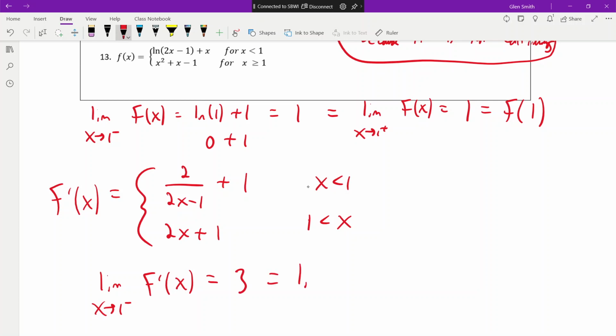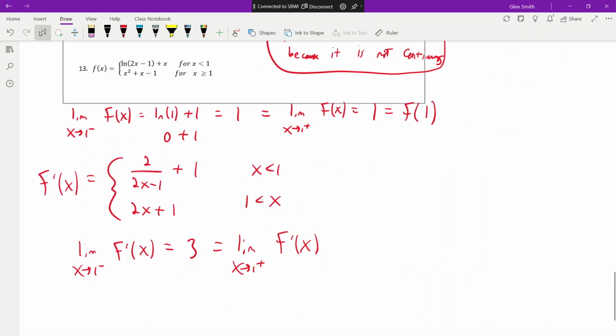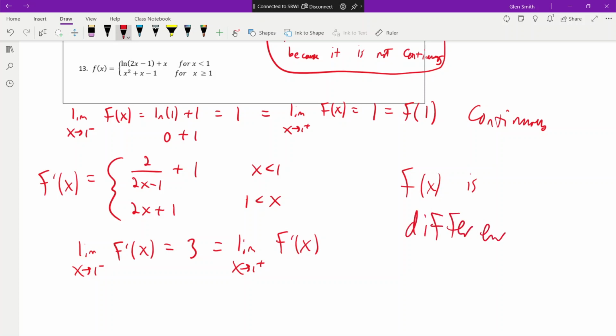So we have the limit as x goes to 1 from the left for f prime. This only matters if it's continuous, which it was. That equals 3. And that equals the limit from the right of f prime. And that's all I got to show. It's continuous, and the derivatives meet, so f of x is differentiable.